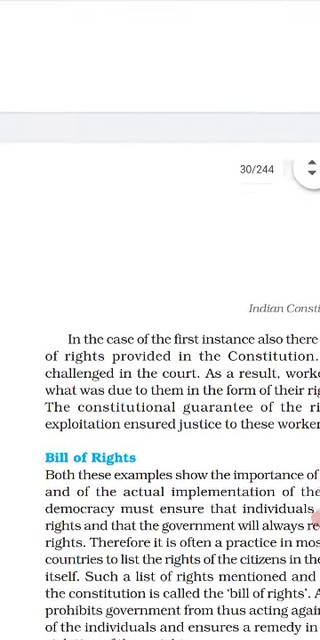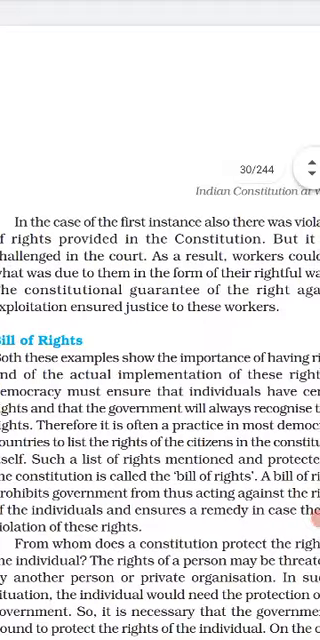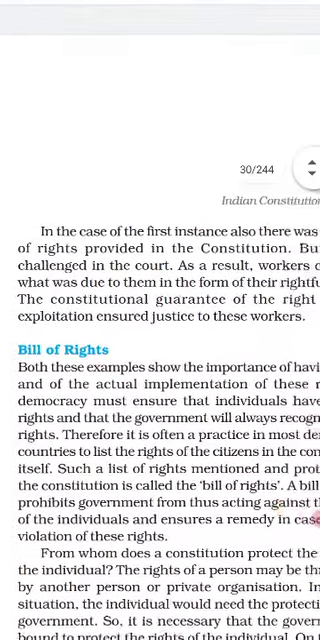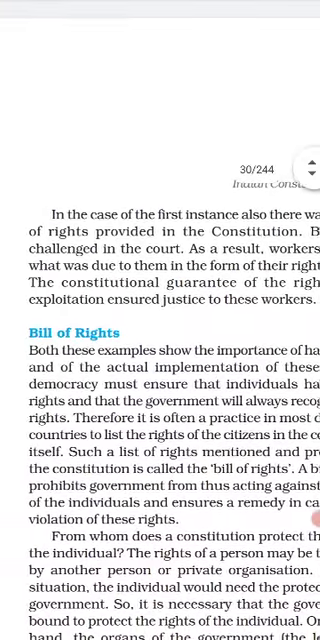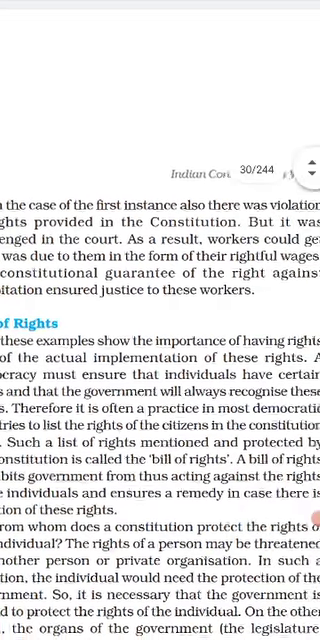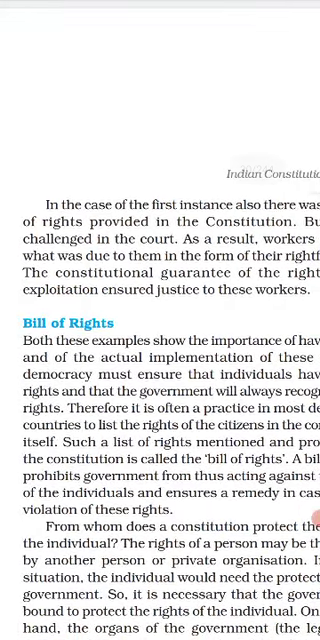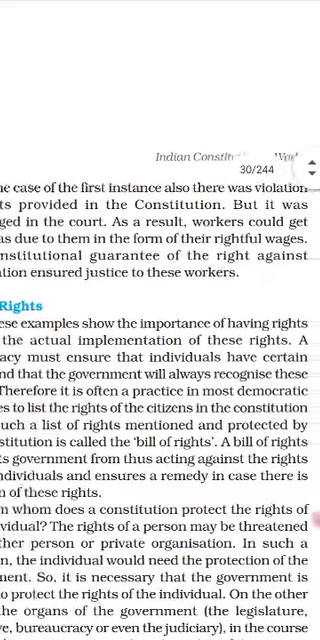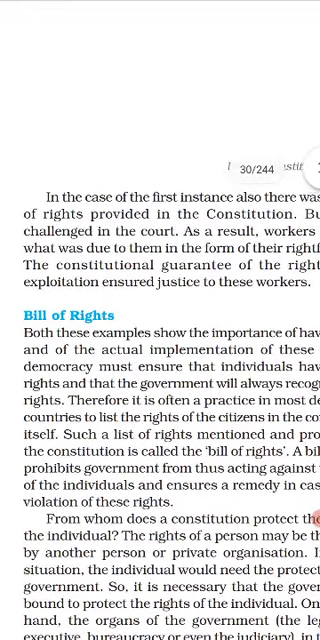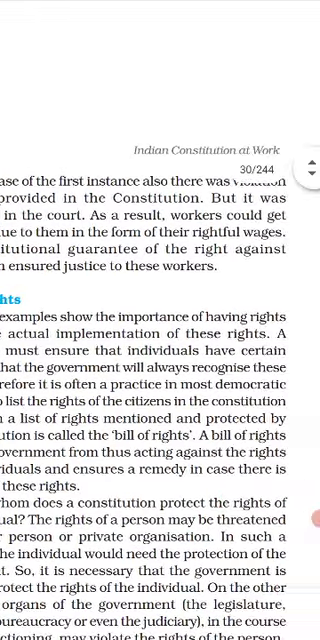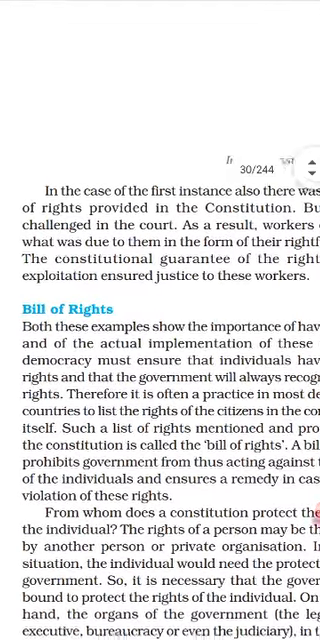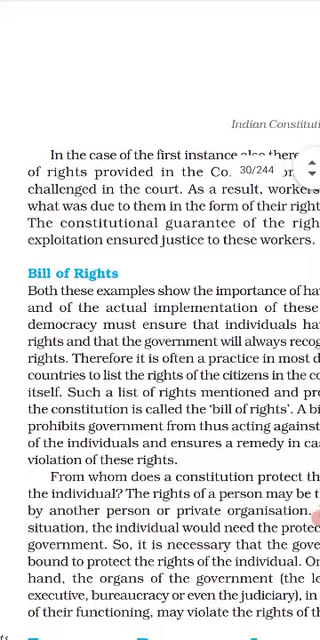Now let's move further. In the case of the first instance, जो वर्कर्स का था, there was also a violation of rights provided in the Constitution, but it was challenged in the court. As a result, workers could get what was due to them in the form of their rightful wages. तो उनको मिल गया जो उनका अधिकार था. The constitutional guarantee of the right against exploitation ensured justice to these workers. ये तो फर्स्ट केस में हो गया, लेकिन सेकंड केस में तो कुछ नहीं हुआ.